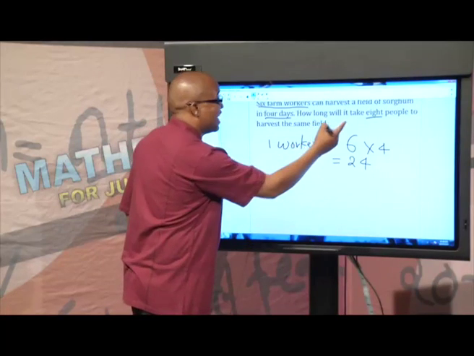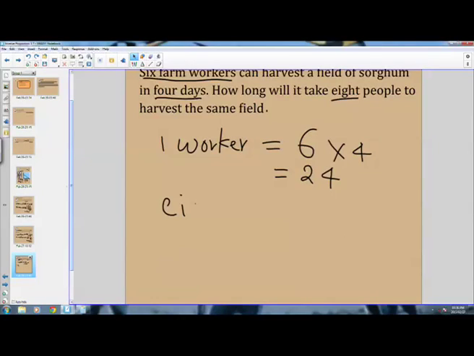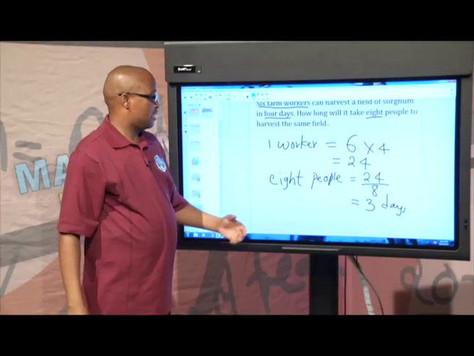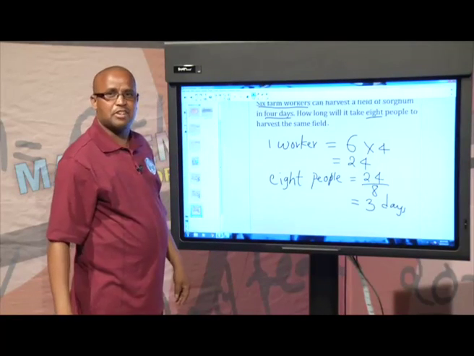How long will it take 8? Then 8 people will take 24 divided by 8. This is 3 days. So 8 people will take 3 days to harvest the same field.